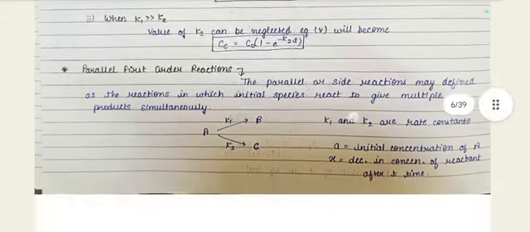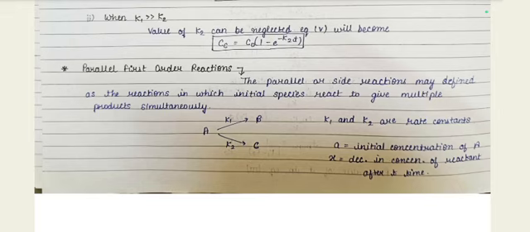Parallel first order reaction. The parallel or side reaction may be defined as the reaction in which the initial species reacts to give multiple products simultaneously. Here A with k1 gives B and A with k2 gives C. K1 and k2 are rate constants. A is the initial concentration of A. X is the decrease in concentration of reactant after time t.